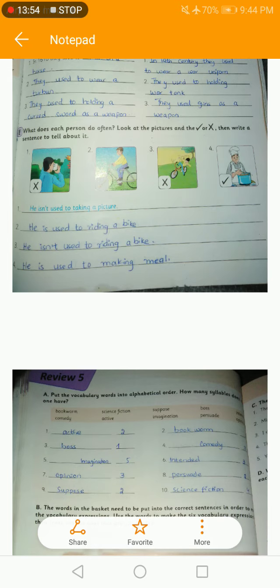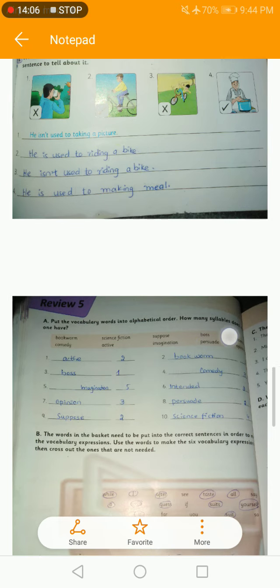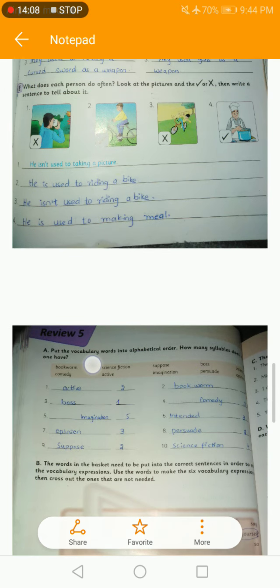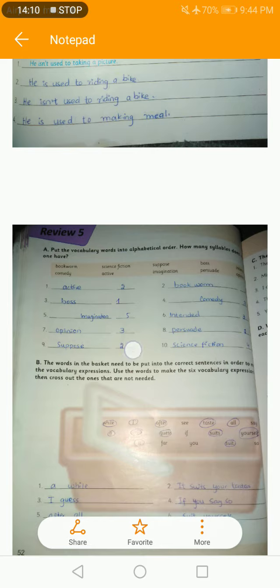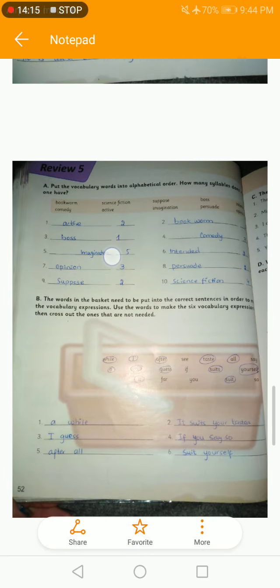Review of chapter 5. Okay, put the vocabulary words into alphabetic order, and say how many syllables each one has. We have bookworm, science fiction, suppose, boss, comedy, active, imagination, persuade, and opinion. We have to put these vocabulary words into alphabetic order, and we have to write the syllables.